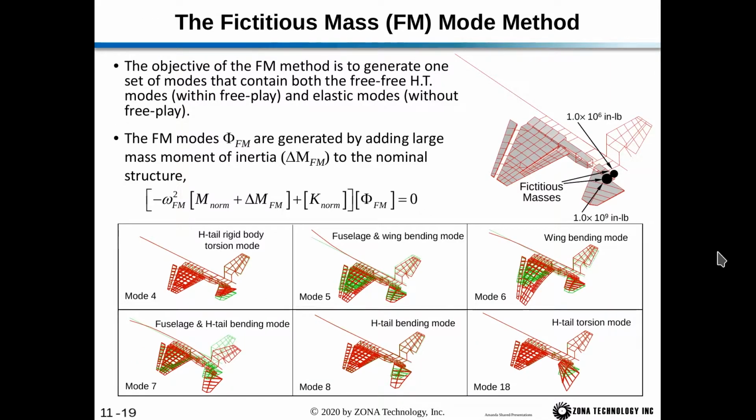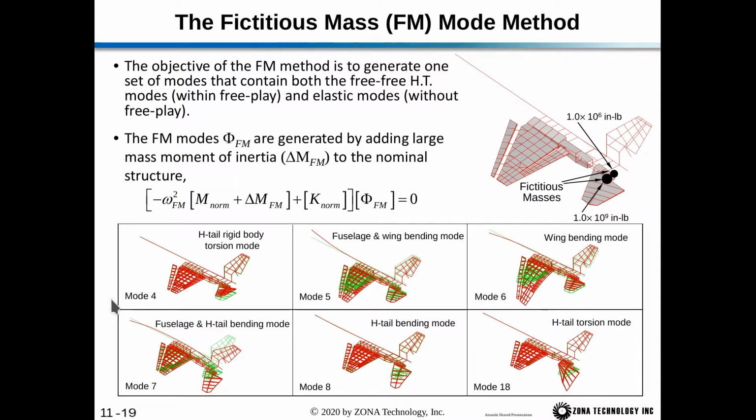Now we're going to use the fictitious mass mode method to generate our modes. So the objective of the fictitious mass method is to generate one set of modes that contain both the free horizontal tail modes within Freeplay and the elastic modes without Freeplay. The fictitious mass modes, phi-fm, are generated by adding a large mass moment of inertia, delta m fm, to the nominal structure. So when we do that, as shown here, we generate these modes.